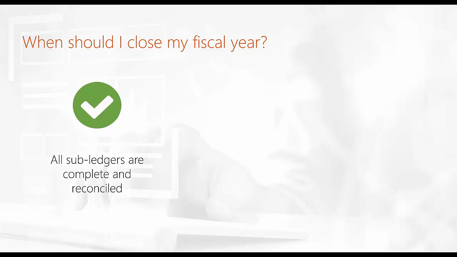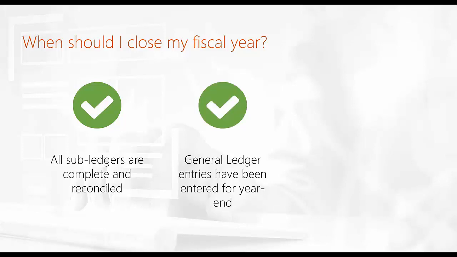Next, you'll want to complete any month-end or year-end general journal entries, which could include prepaid allocations and accruals for transactions that didn't arrive in time to make it to the subledger for the fiscal year close.